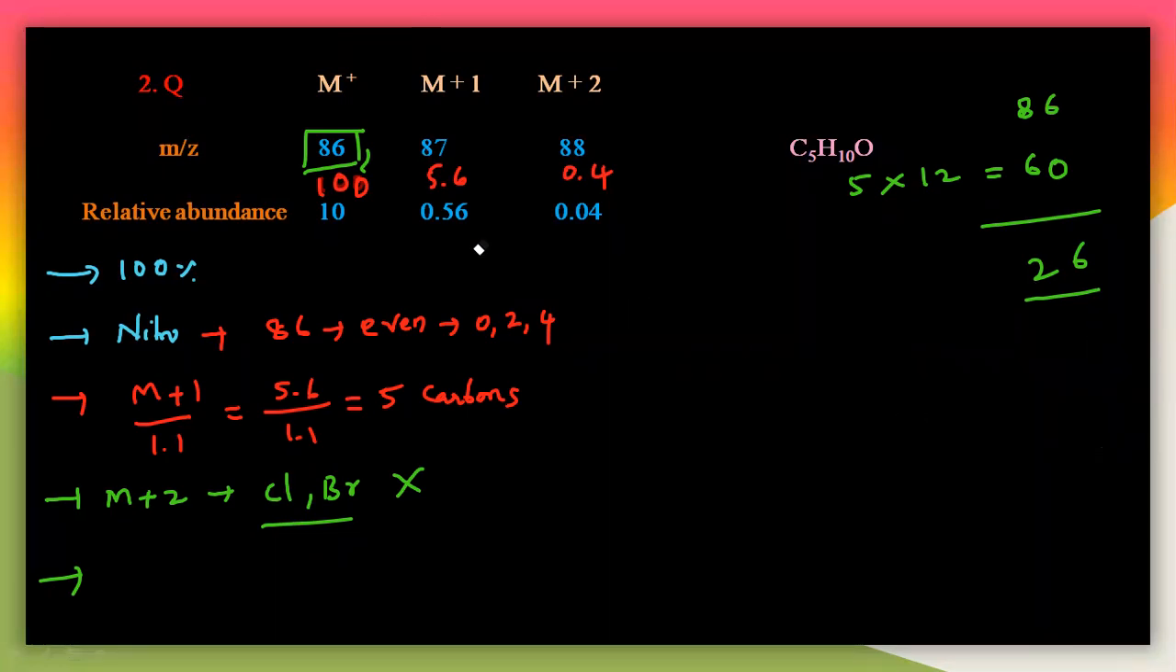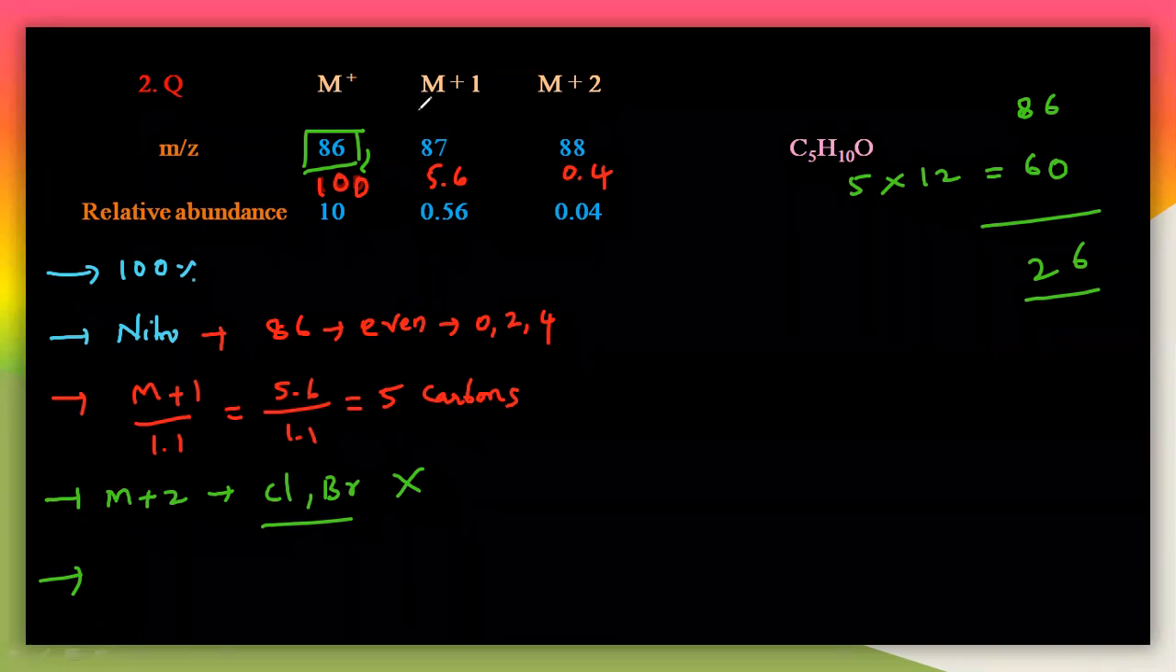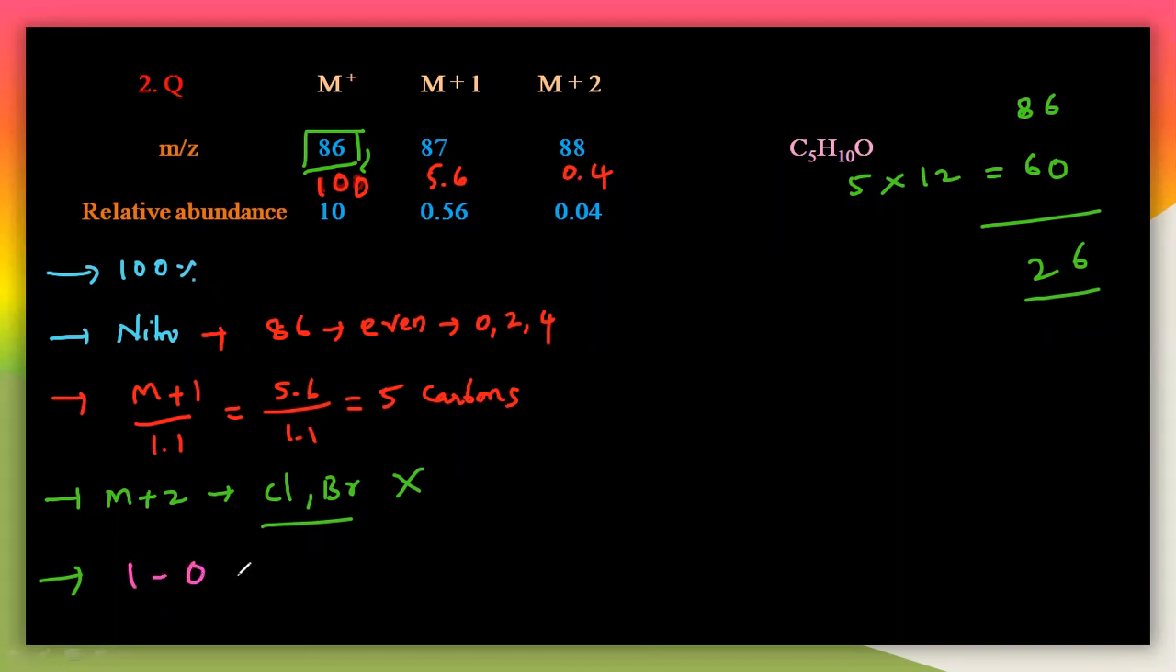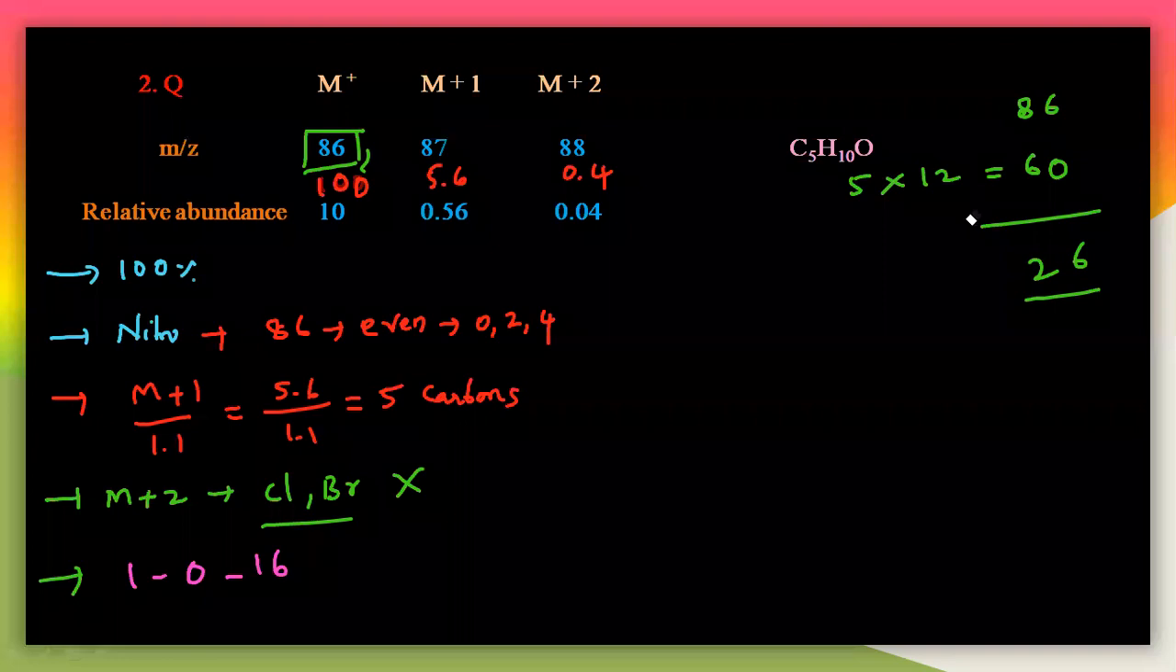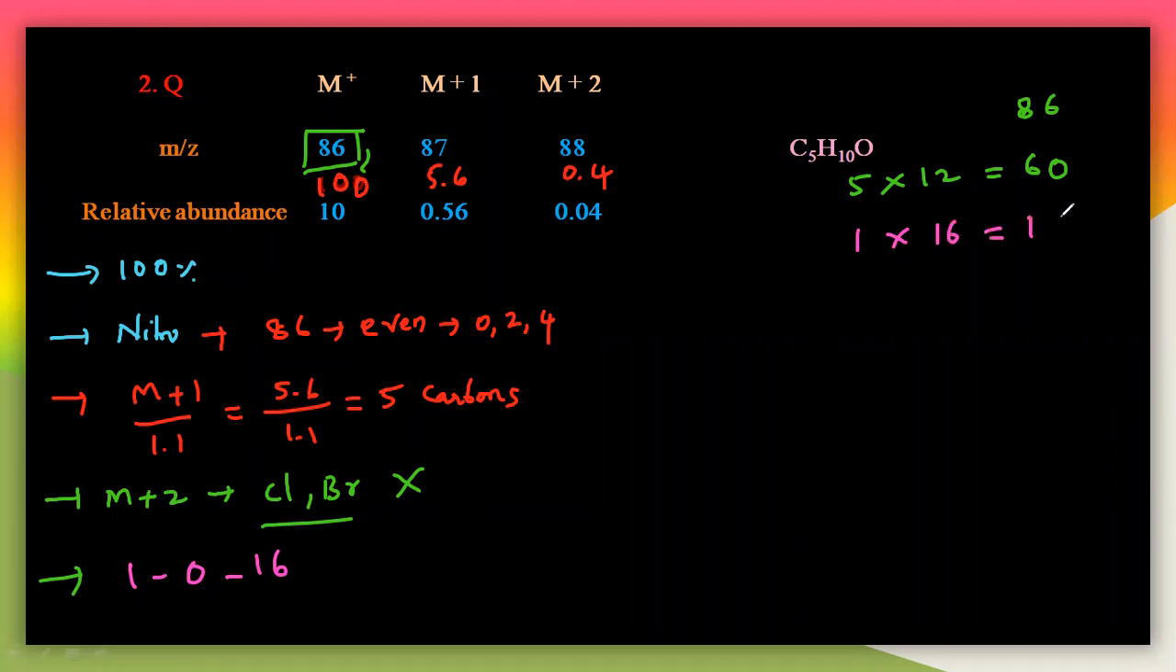Simply, I can use one oxygen here. So one oxygen, that is 16 mass here. So very simple here. See here, I will use one oxygen, that is 1 into 16. You will get 16, and that is 76. So remaining 76 is there.